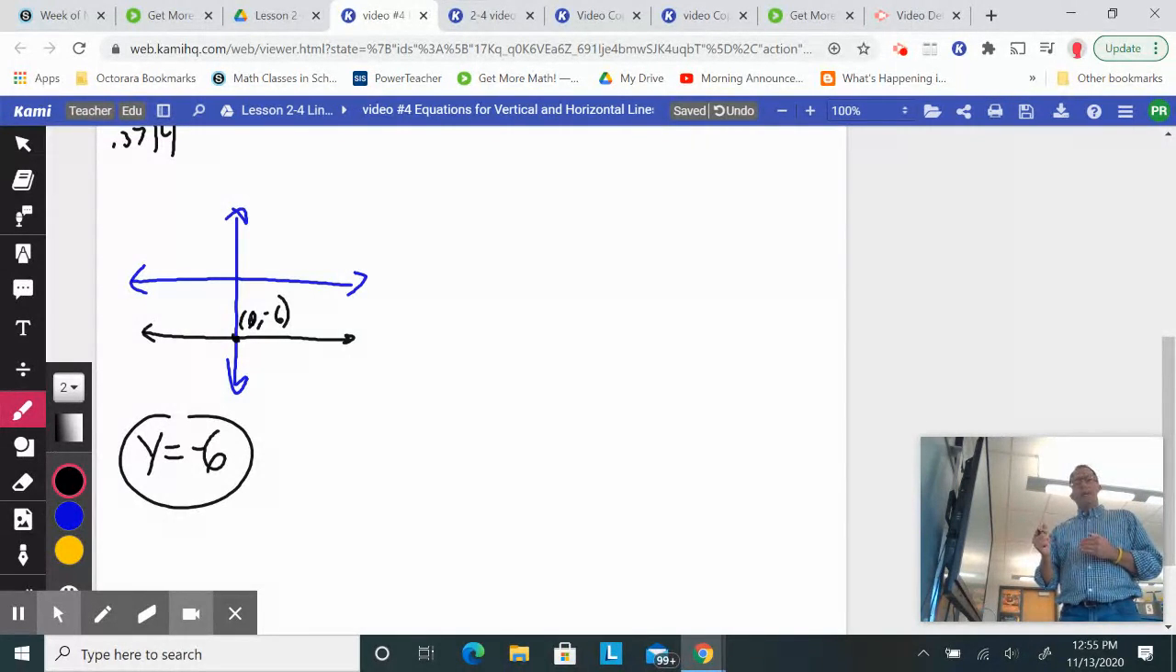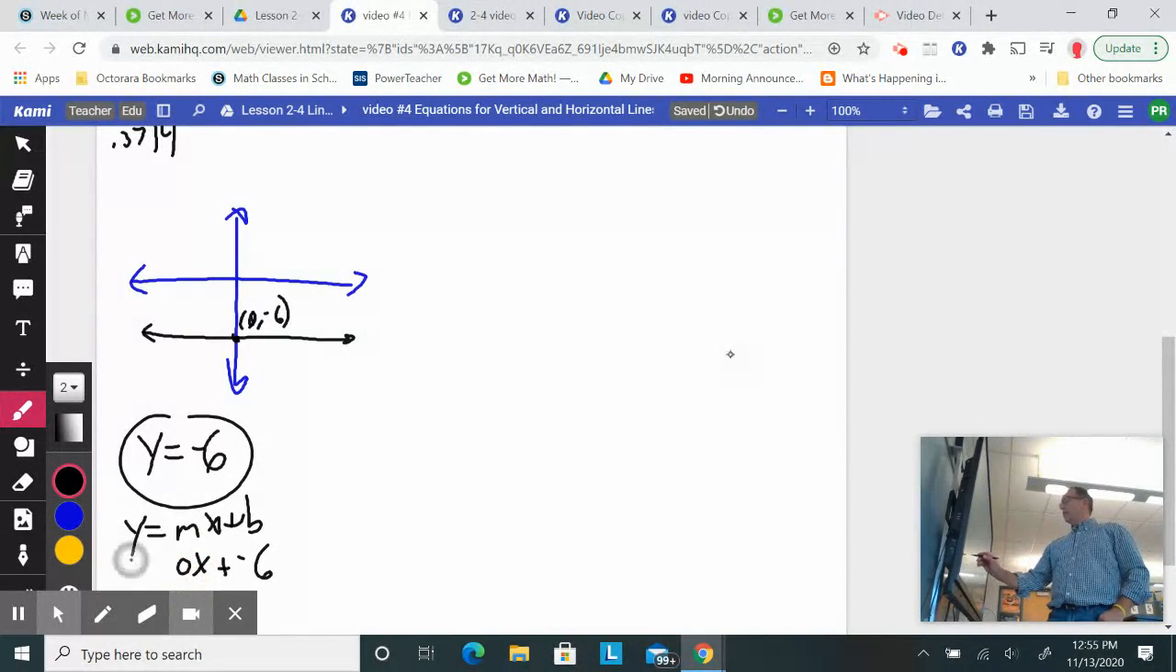But how does that fit with slope-intercept form? Well, y equals mx plus b. Think about it. Y equals mx plus b, where b is the y-intercept. That would be a negative 6. And the slope, well, we know the slope of a horizontal line is 0, which makes sense because 0 times x is 0. So if you were to simplify this, you would end up with y equals negative 6. Because a horizontal line has 0 slope, so there's no x term in there, so y equals negative 6 is the equation. So now let's talk about vertical lines.